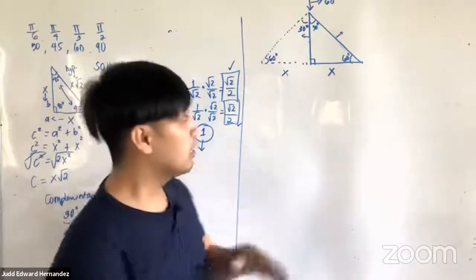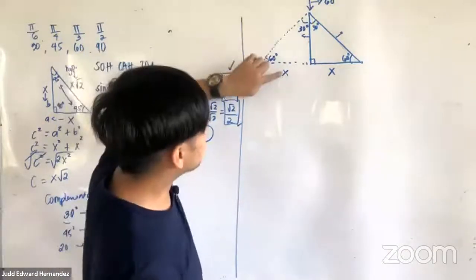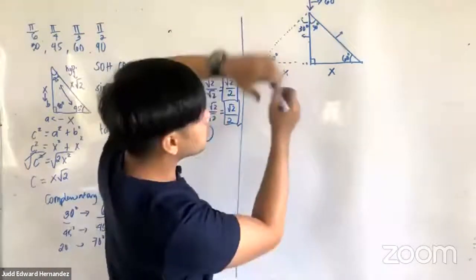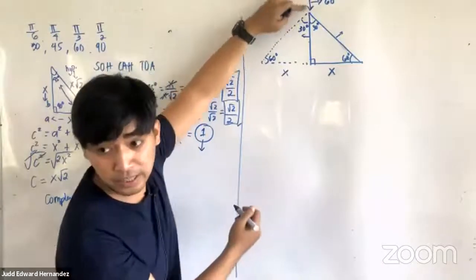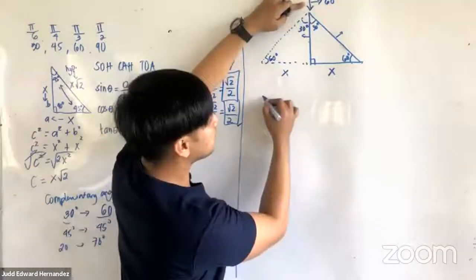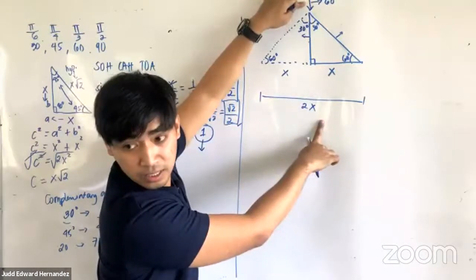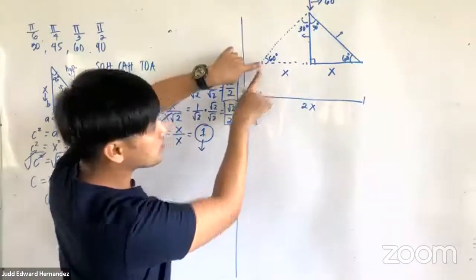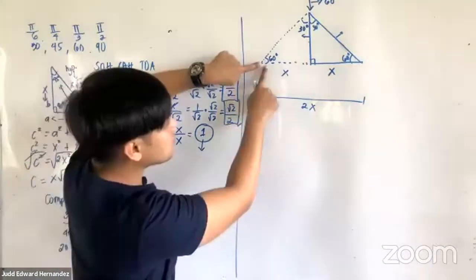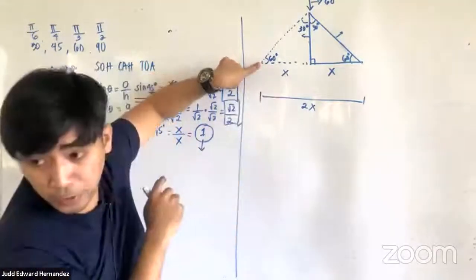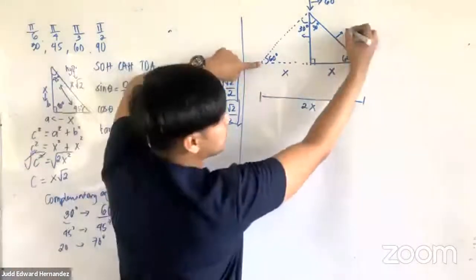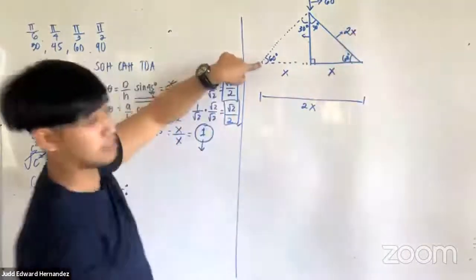Tama po ba? Okay. This is 60 degrees. Yung 60 degrees po natin na to ay nagkaroong side. Ilan po yung side ni 60 degrees? That is 2x. If this is 60 degrees, oh guys, tingin dito. Ano dapat yung side opposite sa kanya? This should also be 2x.